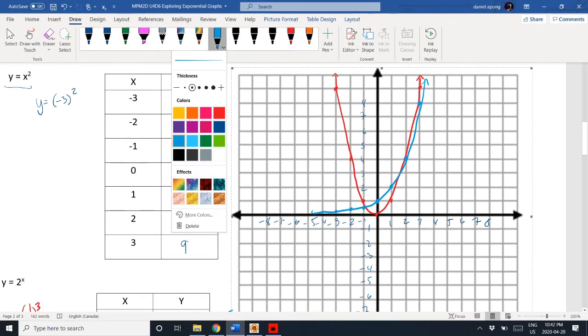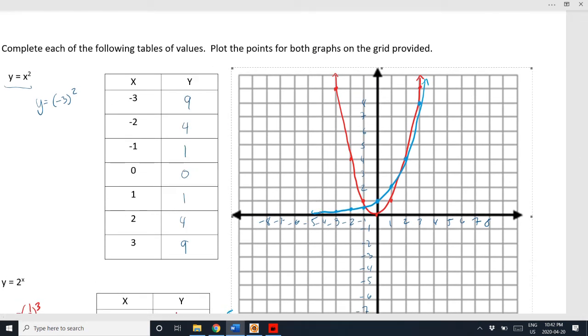As you can imagine, if we continued on with this line here, it'll get closer and closer to 0, but it'll never touch the x-axis. As it approaches a number but never touches it, we call this an asymptote. When you get to grade 11, we'll be dealing more with asymptotes, as well as in grade 12.